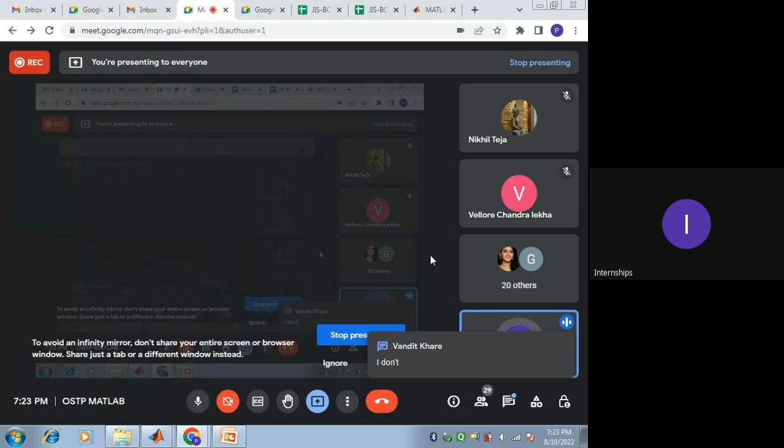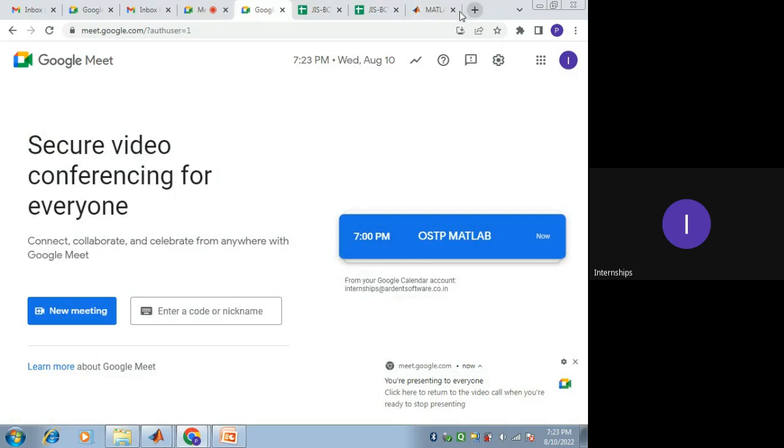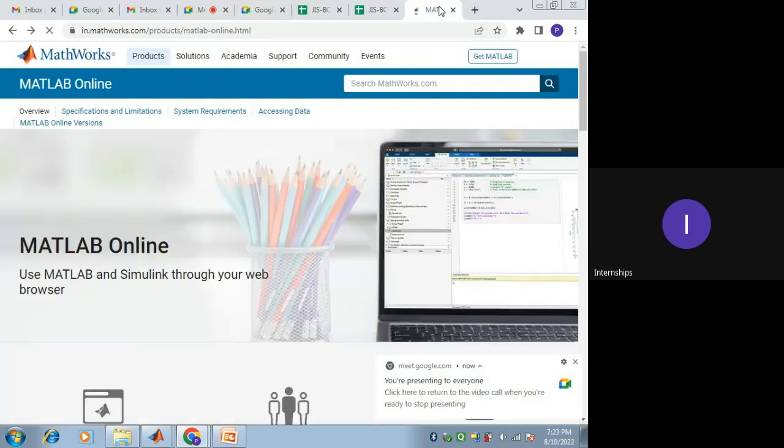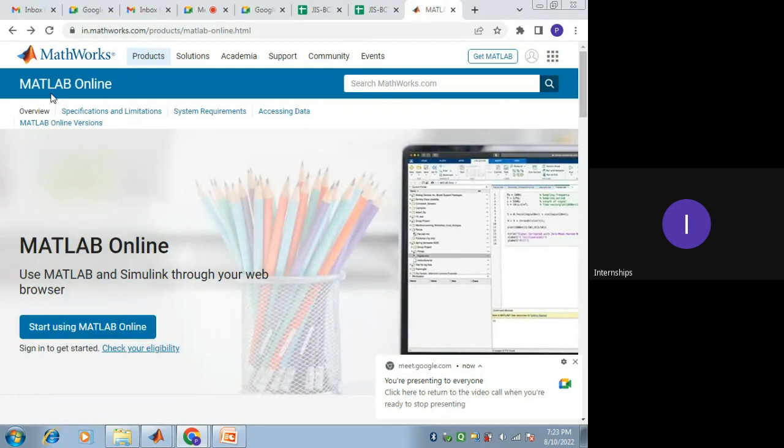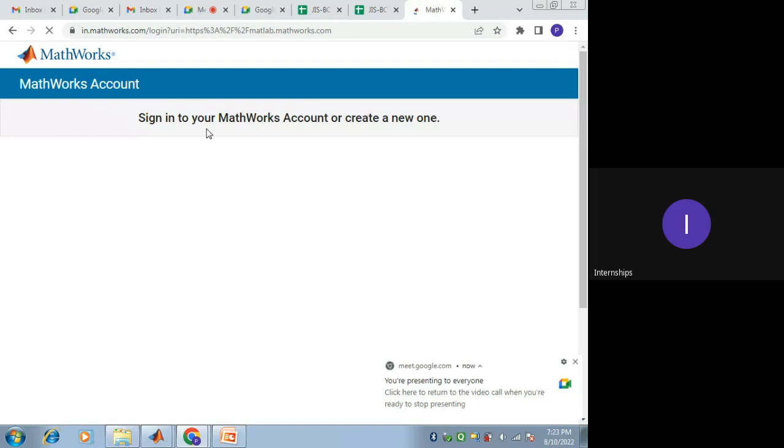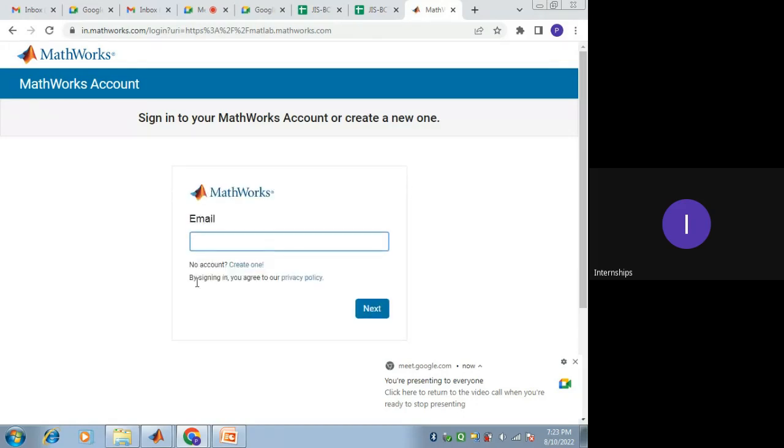You are attending your class from, okay, go to Google and type Matlab online. Go to Matlab online and register there. Start using Matlab online. Click there, and here you will get this page. Enter your email, create your account, and you will be given online permission to use Matlab.